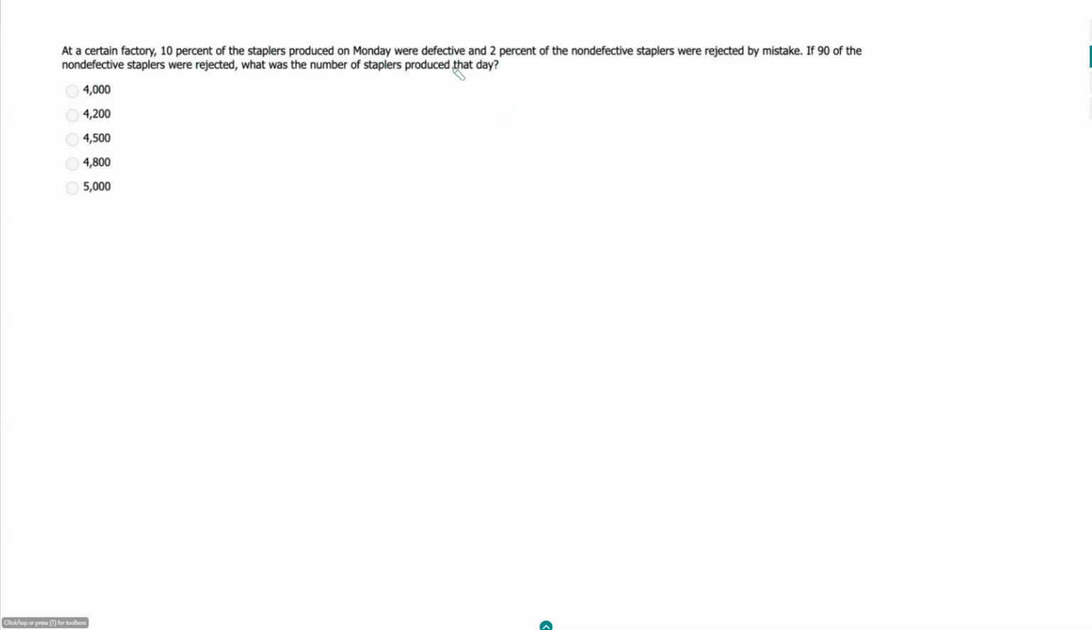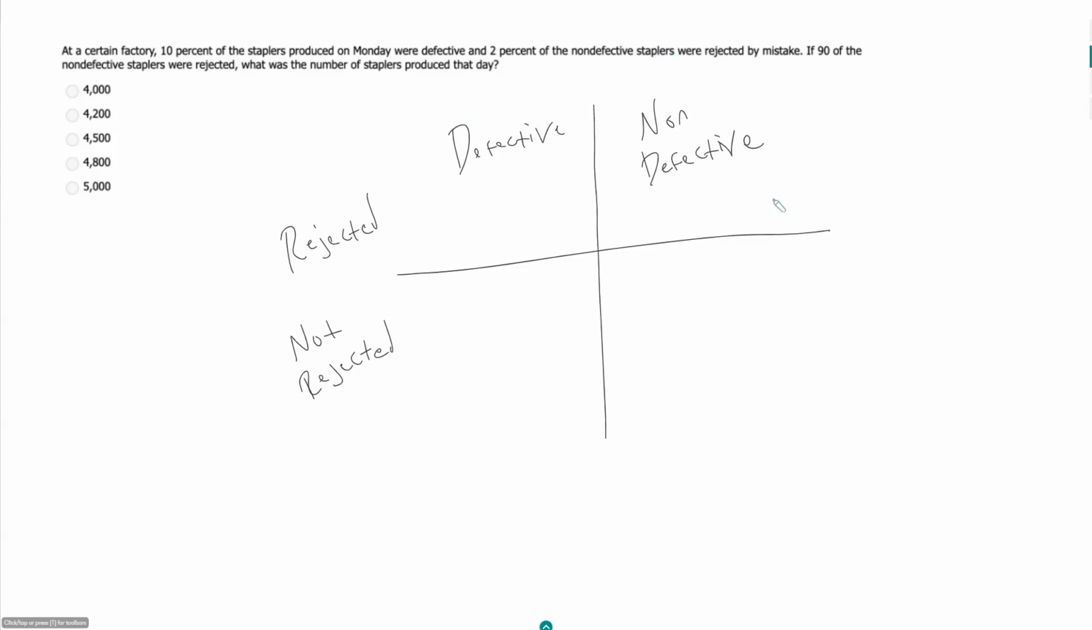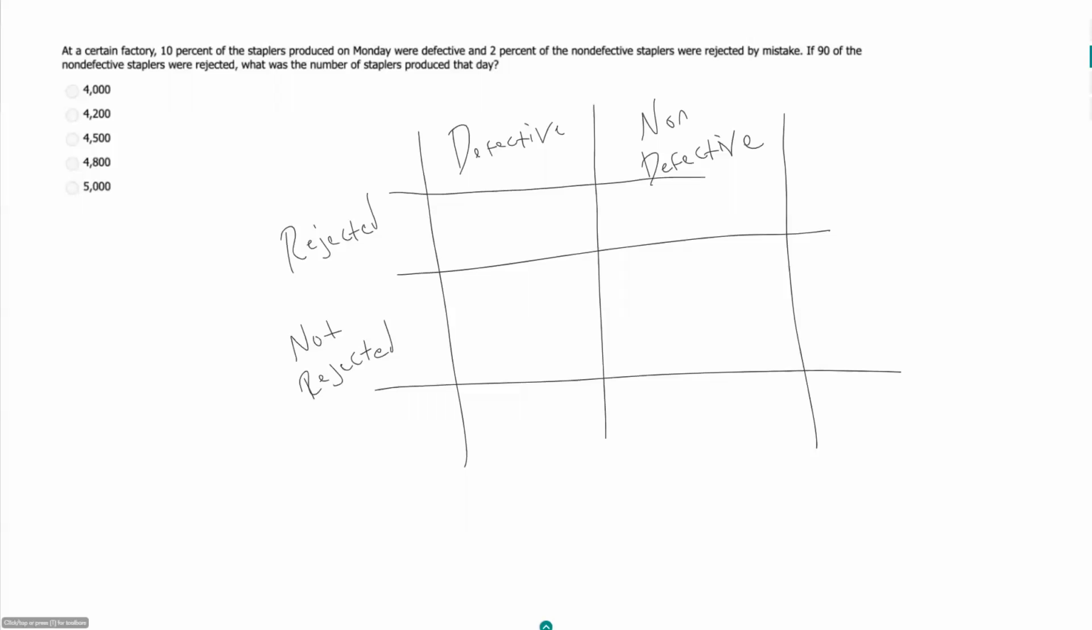We got a bunch of staplers, and the staplers can either be defective or non-defective. And they can either be rejected or not rejected. And so let's start filling in things.